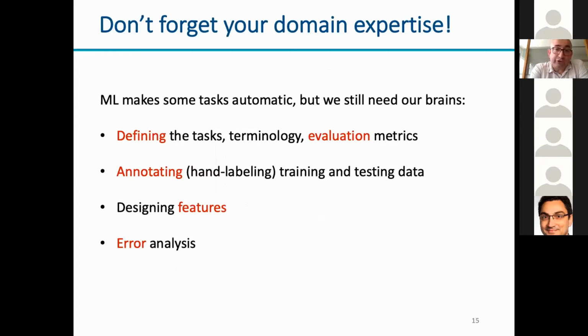But don't forget, you still need your domain expertise. Of course, machine learning can do some tasks automatically, and it is more automatic in Galaxy because you don't need to build your own code, but we still need your expertise in defining your task, in your terminology, and for evaluation metrics. You need some metrics to evaluate your results.